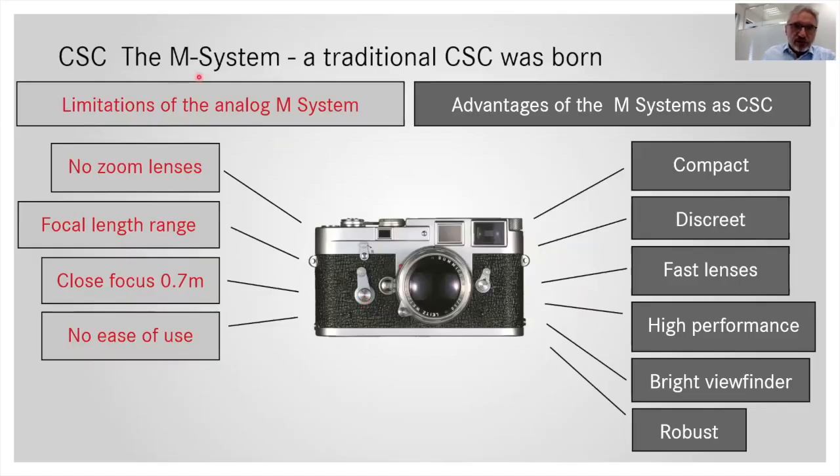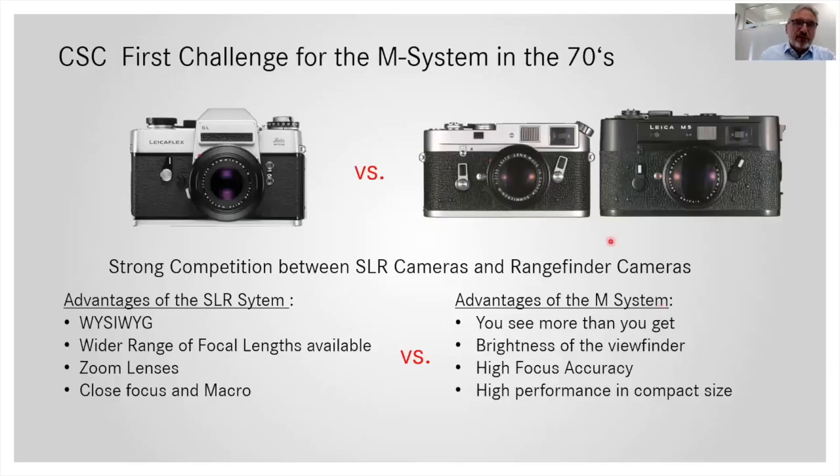So the M-System as a traditional CSC was born in 1954. Sounds strange, traditional CSC. And the limitations of the analog system were no zoom lenses, a limited focal length range, a close focus distance of 0.7 meters, and no ease of use, from today's perspective. And the advantages of the M-System: compact, discreet, fast lenses, high performance, bright viewfinder, and robust.